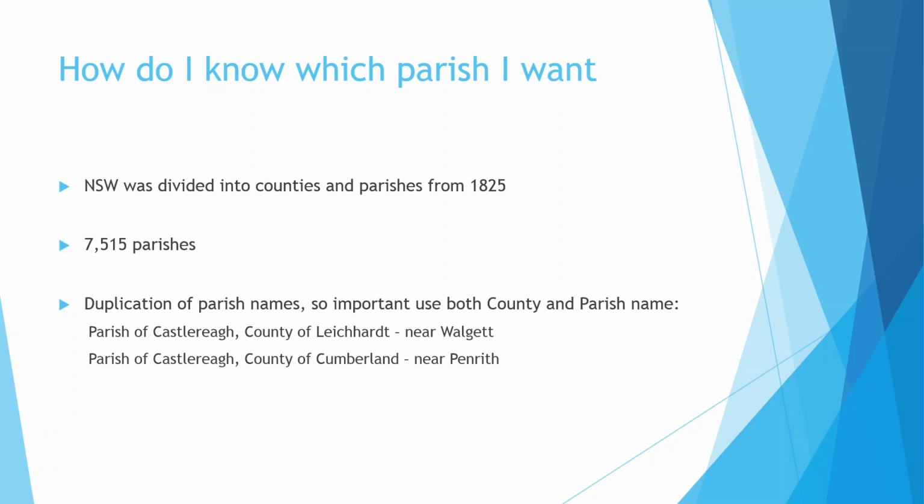How do you know which parish you want? After all, there's 7,515 parishes in New South Wales, and there are duplications of names. So when you see parishes referred to, they're usually referred to by both the parish and the county name. For example, the parish of Castlereagh, County of Leichhardt, is not near Walgett, whereas the parish of Castlereagh, County of Cumberland, is near Penrith, where we are.